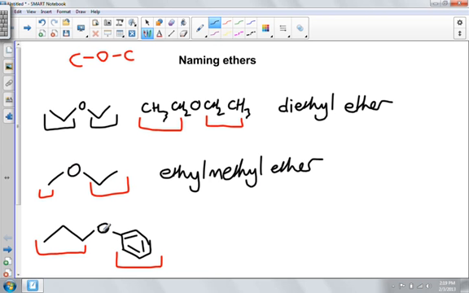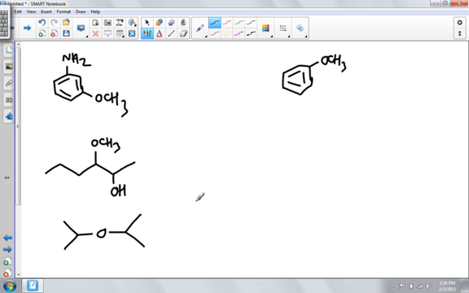Now for this guy, what we need to know is this is propyl and this is phenyl. Phenyl comes before propyl because H comes before R, so phenyl propyl ether. As I said, H comes before R, so that's why they are that way. So let's take a look at these.